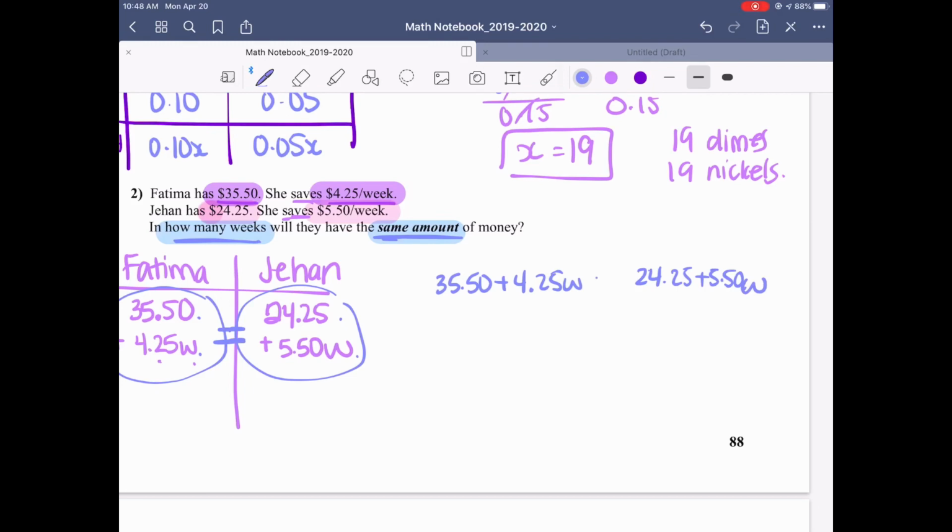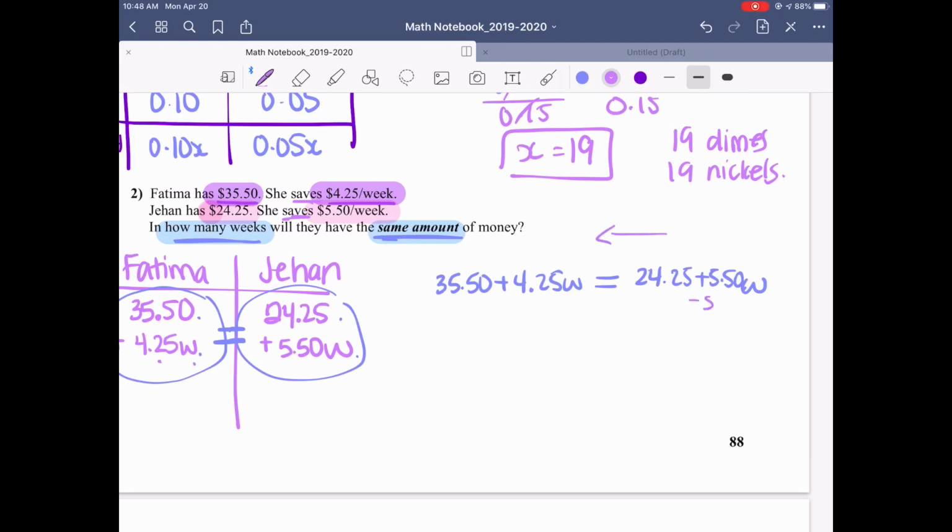And it's asking, when will they be equal to each other? When will they have the same amount of money? So now we set up our equation. All we have to do is solve for our unknown variable, which is W. So that means we want to get all the W's on one side and all the constants on one side. So I'm going to put my W's on the left.